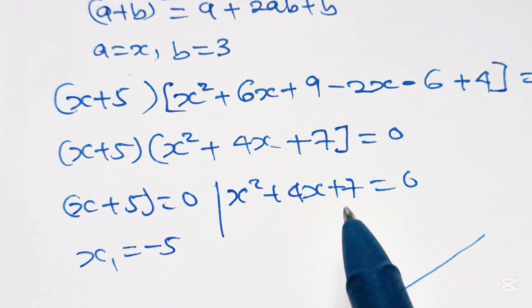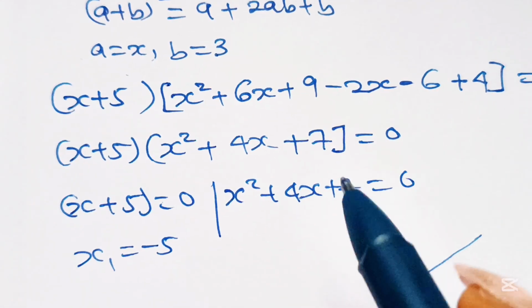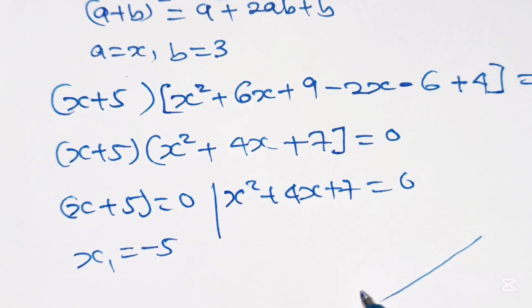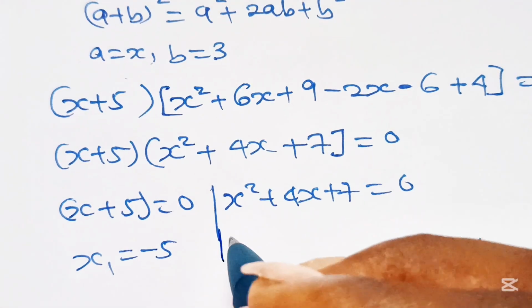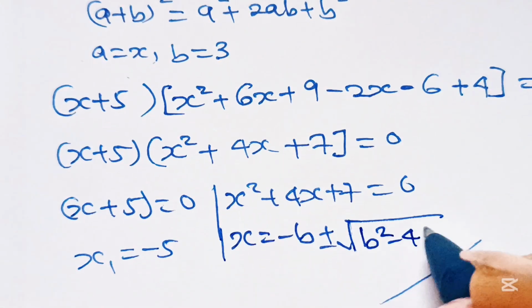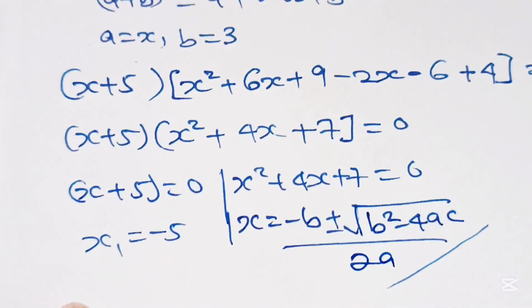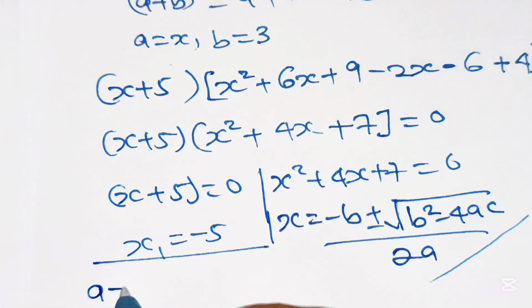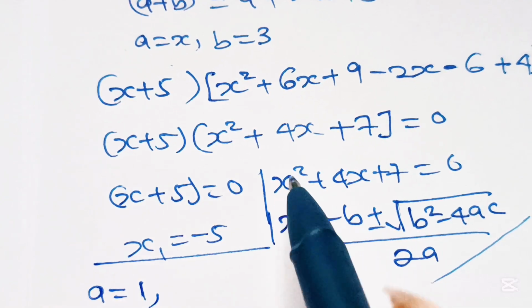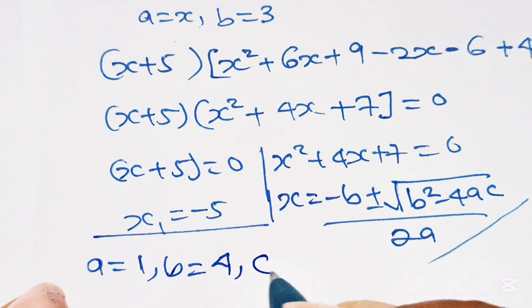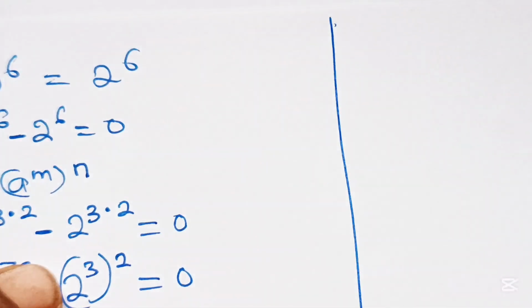Then from here we are going to use the quadratic equation formula to get the values of x. And the quadratic equation formula states that x is equal to minus b plus or minus square root of b squared minus 4ac, everything divided by 2a. Now in this case our a is equal to 1, that is the coefficient of x squared. Our b is equal to the coefficient of x, which is 4, and our c is our constant, which is 7. Now let's continue from here.